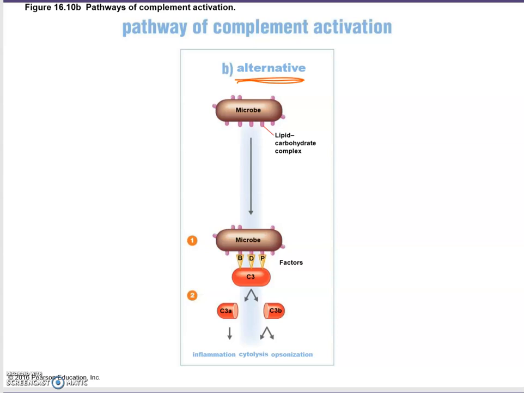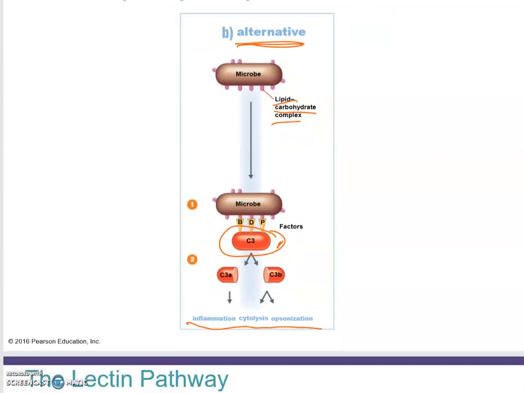In the alternative pathway, you have a lipid-carbohydrate complex on the surface of the microbe, and that provides a binding site for factors B, D, and P, and that activates C3. And remember, C3 is the critical factor that must be activated. So this is an alternative pathway to the activation of C3. Once C3 is activated, it will split into C3A and C3B, and you will get inflammation enhancement, cytolysis, and opsonization. All of them are listed down here, kind of small, but they're there.